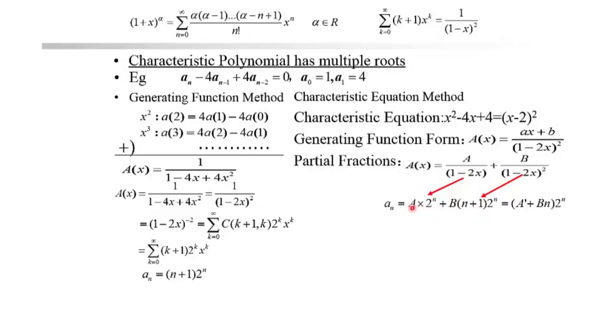1 is corresponding to coefficient a. It's actually a to the kth power times a. Here, an is equal to a times 2 to the nth power. What about another term b?